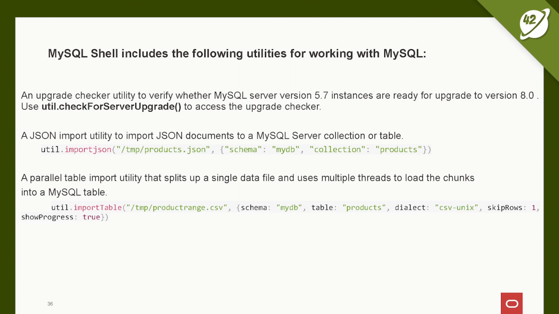Also, for those of you who are on 5.7 wanting to go to 8.0, we have a util.checkForServerUpgrade. This will go out there and make sure that you're not using reserved words. We have several new reserved words in 8.0. Also, make sure that you're not going to run into any problems like converting over to UTF-8 and before.